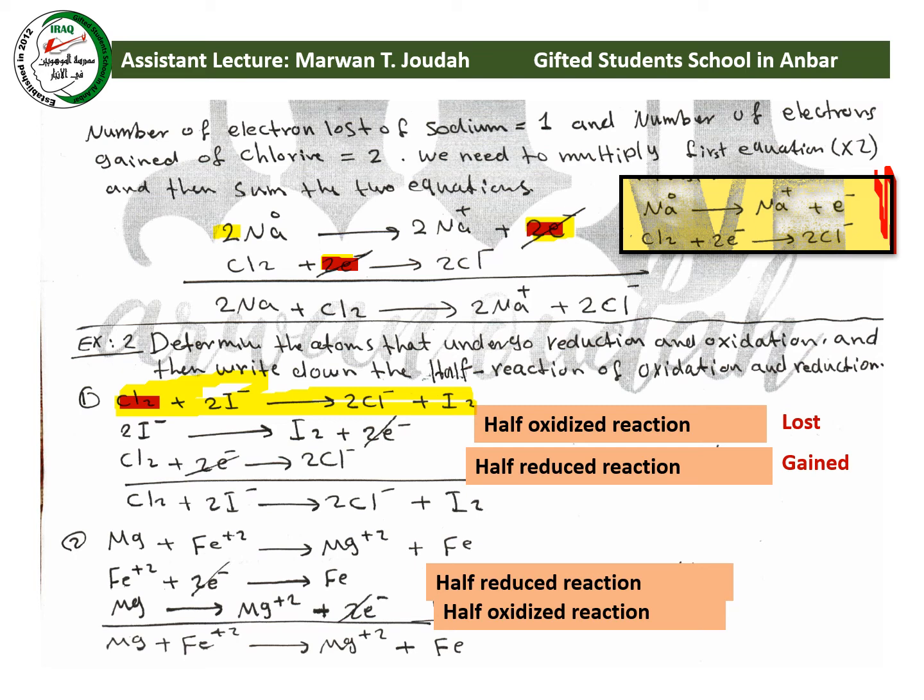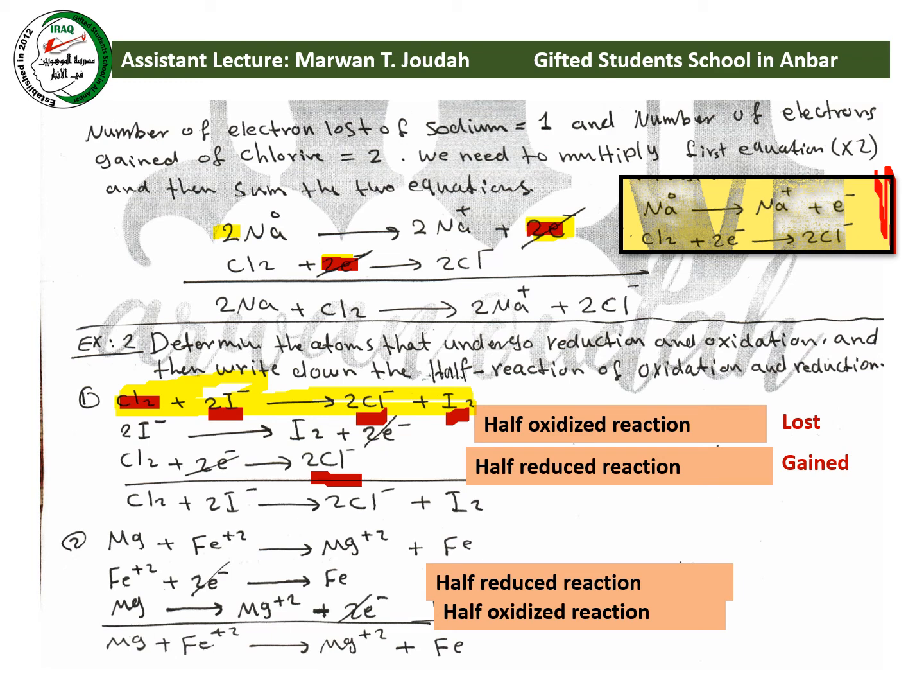The half oxidation reaction means that you write down 2I-, which is this one, arrow, gives us 2 electrons and I2. For the Cl2, it gained 2 electrons, which means that it turned into 2Cl-. So the 2Cl- is the same as this one here. And the I2 must be on the product side.